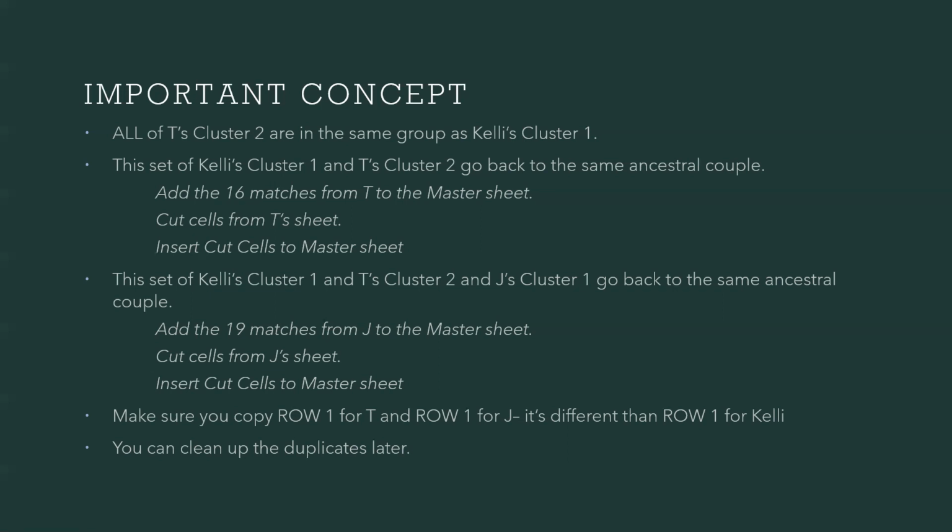So make sure that you copy the row 1 for T and the row 1 for J, because it's different than the row 1 for Kelly. And you can clean up duplicates later. So you might be saying, well, between the 3 siblings, the same names show up over and over. That's true. It could show up twice or 3 times. So I'm going to delete those duplicates later. Right now, I'm just going to do the cut, paste, and build the groups that are in common.